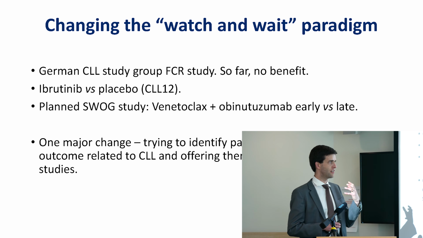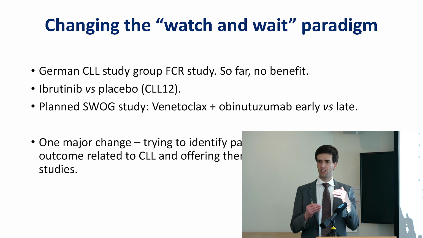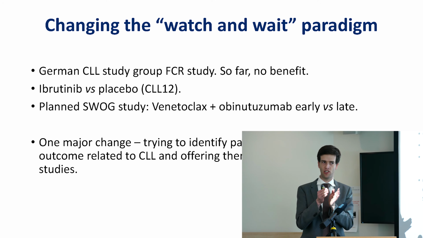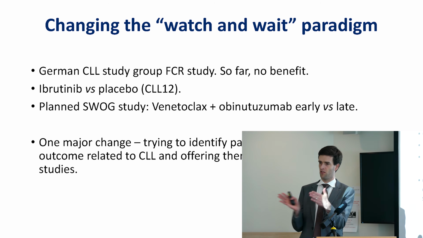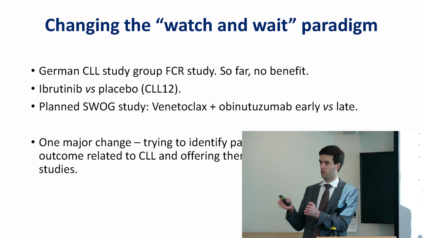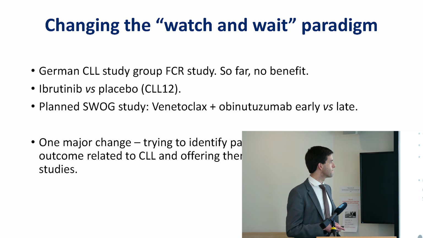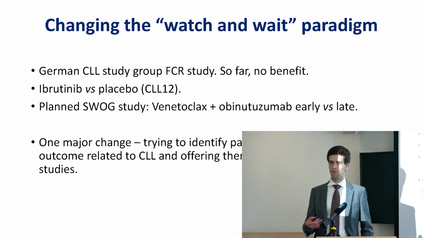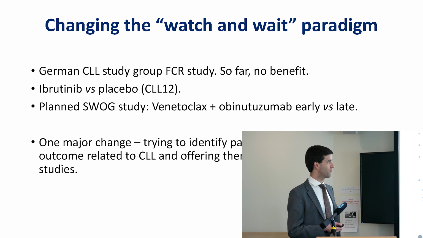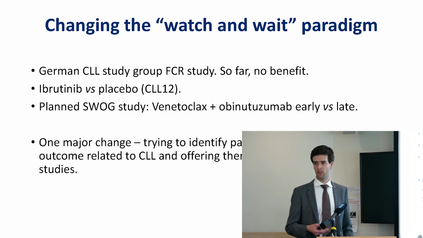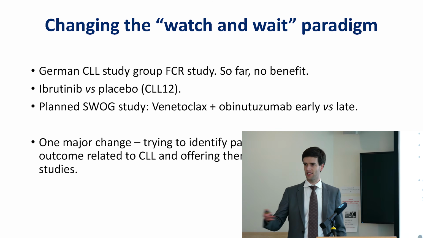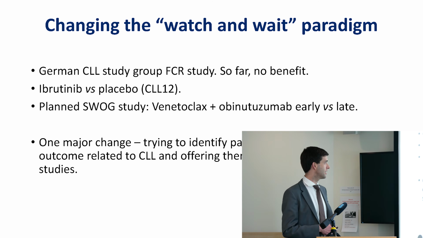Most of these early intervention studies make some attempt at trying to identify a group of patients who are likely to need treatment in a reasonably short time frame, because those patients have more to gain from treatment and less to lose. So the Germans did a study with a chemoimmunotherapy regimen called FCR, which you may have heard of. So far, there's been no survival benefit in this study, compared to just waiting until patients needed treatment.